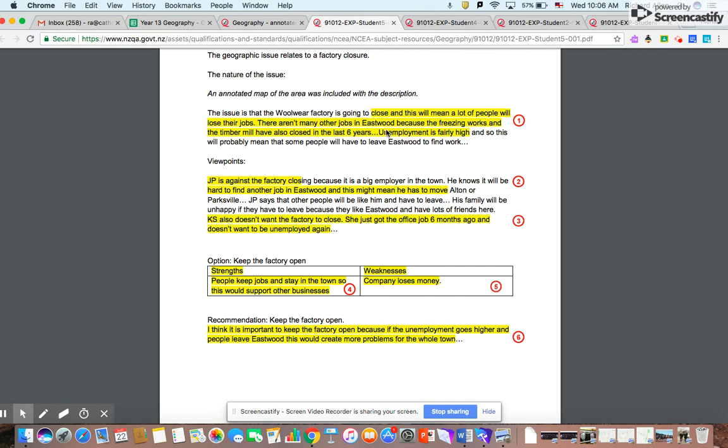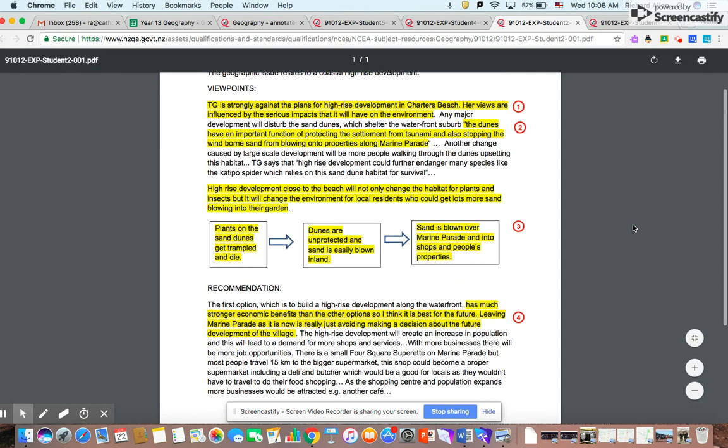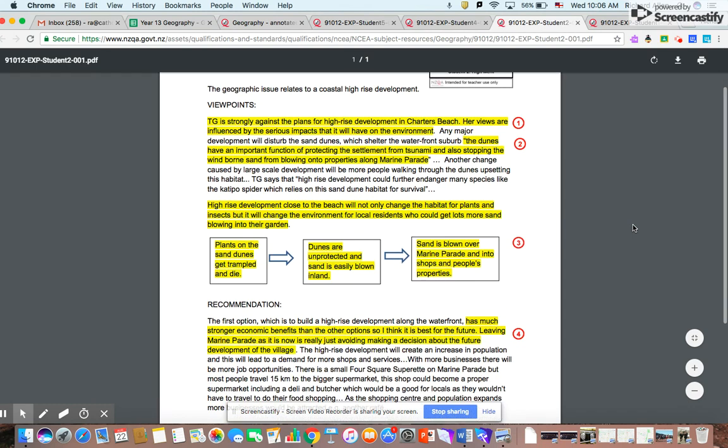What the student can do is they understand the issue, they understand what people are thinking about the issue, and they can say strengths and weaknesses. As we move up to, say, this one here, this is looking at a merit. So this person here is a merit. The section 2 about viewpoints, what they've done here to get a higher grade is that you can see they've got much more data about what is happening.